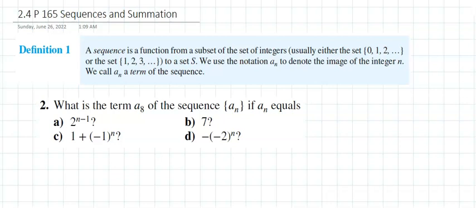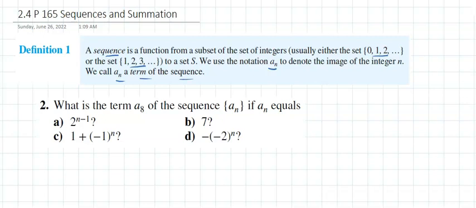Section 2.4 is on page 165, talks about sequences and summation. So we just want to introduce this lightly. A sequence is a function from a subset of the set of integers, usually either 0, 1, 2 all the way up, or 1, 2, 3 and all the way up. We use the notation a sub n to denote the image of the integer. We call a sub n a term of the sequence.